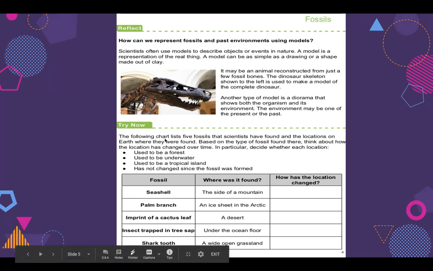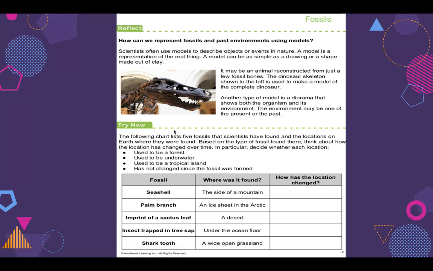So it says the following chart lists 5 fossils that scientists have found and the locations on Earth where they were found. Based on the type of fossil found there, think about how the location has changed over time. In particular, decide whether each location, and there's 1, 2, 3, 4 of these, used to be a forest, used to be underwater, used to be a tropical island, or has not changed since the fossil was formed. So you are going to be using these bullet points to plug into this table.